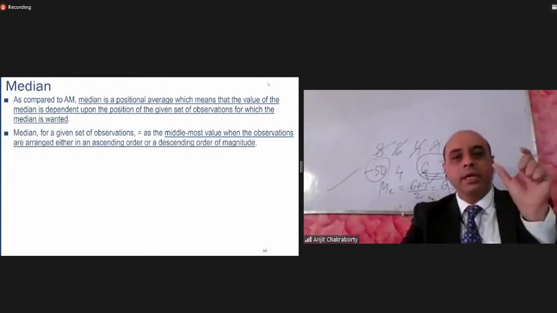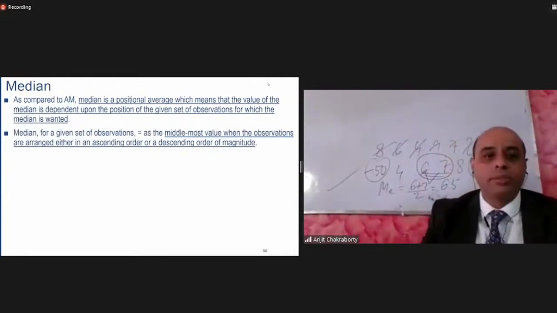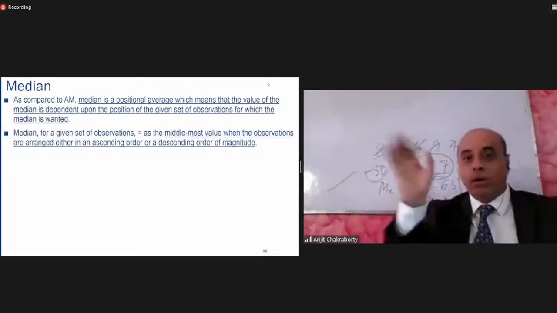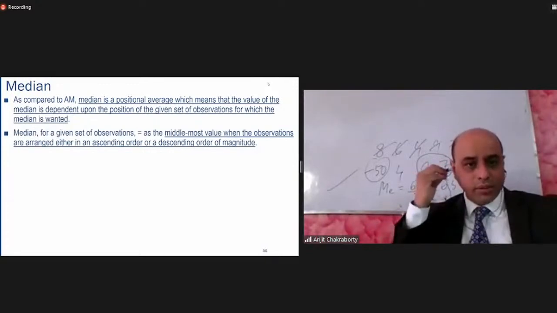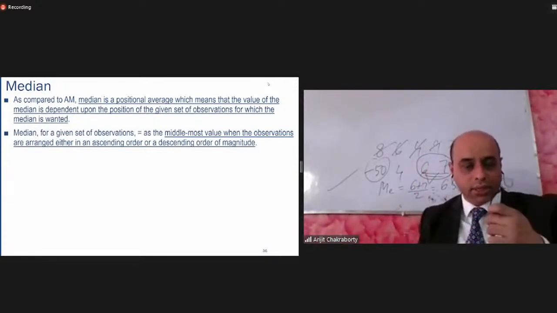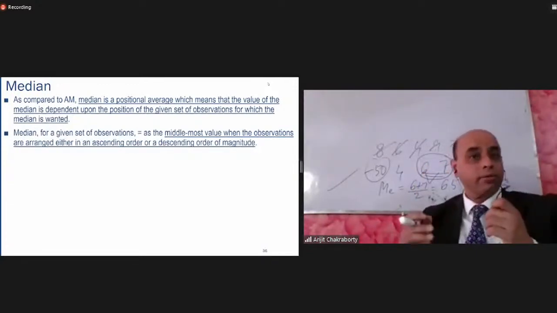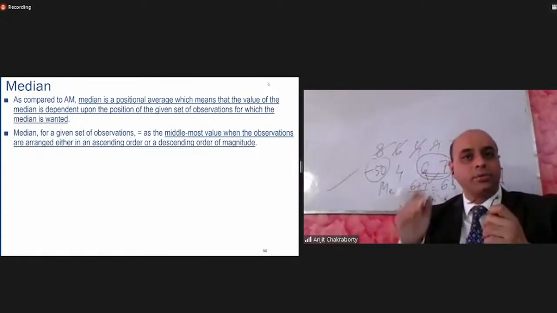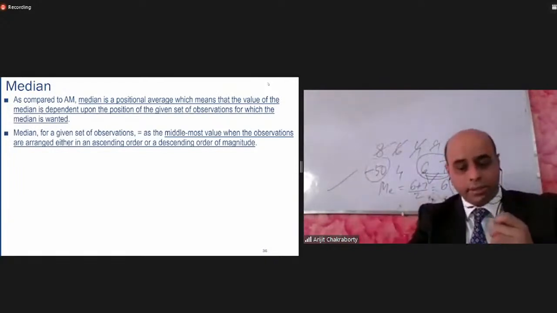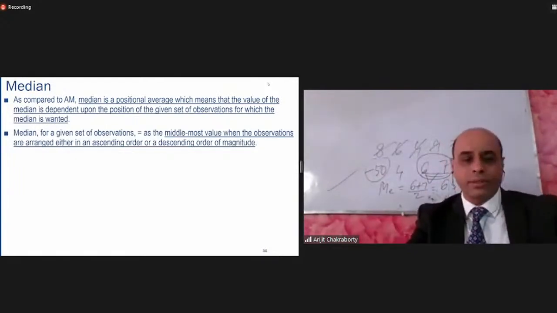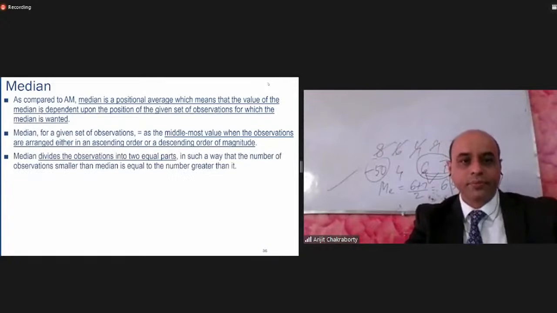If you see in the slide, the middlemost value when the observations are either in ascending or descending order. Please remember, since it is a positional average, you must put them in ascending or descending order. Otherwise, the calculation will be wrong. For practical purposes, we try to put it in ascending order.